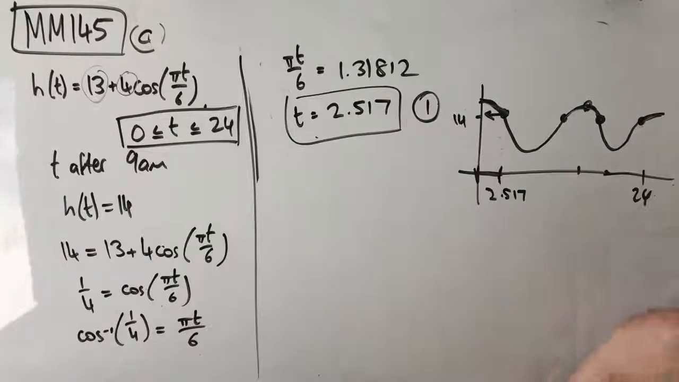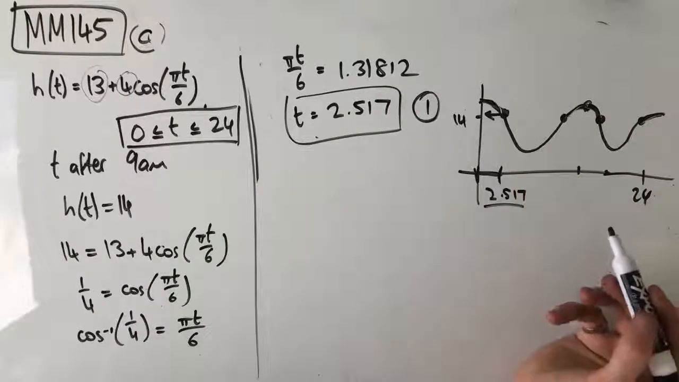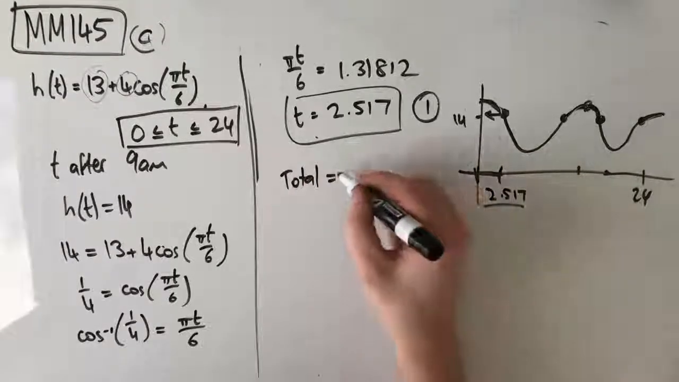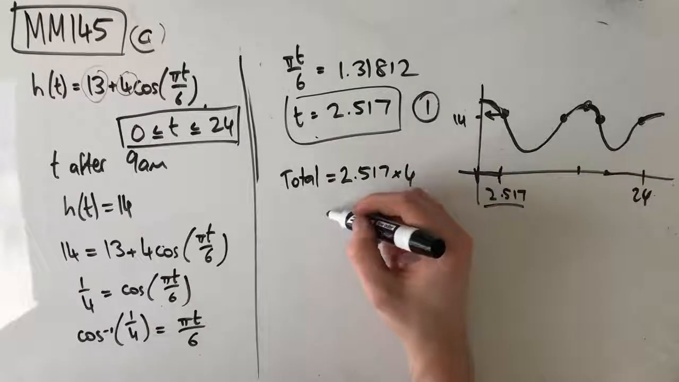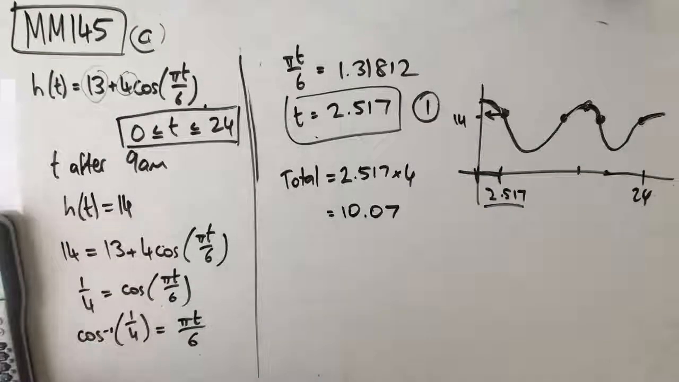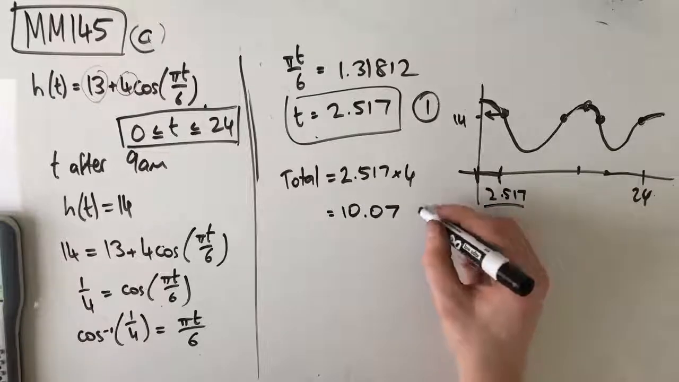So within this 24-hour period, we've got 1, 2, 3, 4 lots of 2.517, which means that our total time is equal to 2.517 times by 4, because we've got 4 of these little sections here. This is equal to 10.07. Let's just double check that. So 2.517 times 4 is equal to, cool, 10.07, which is our second mark, okay?